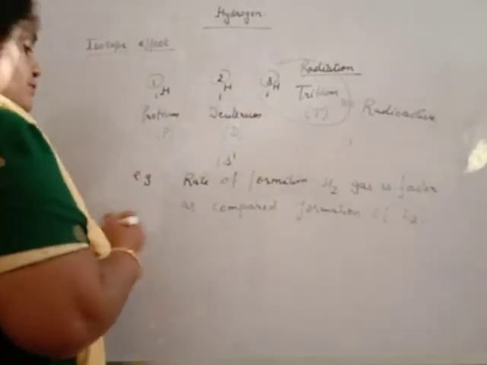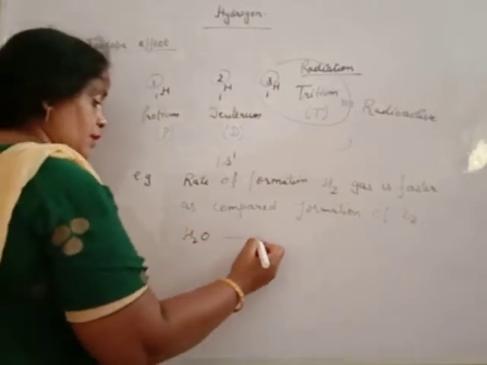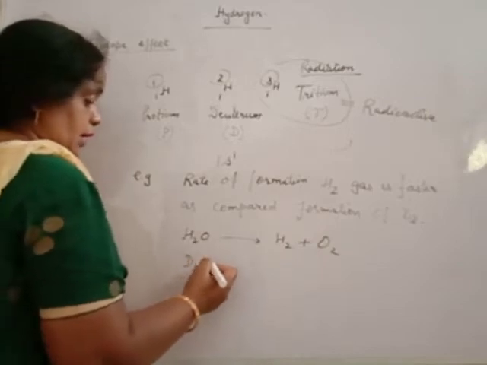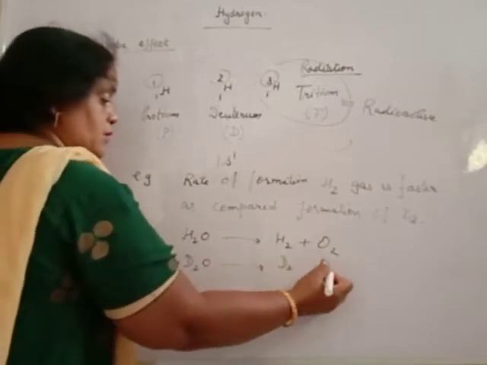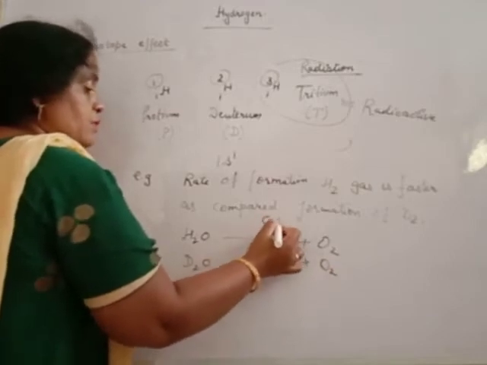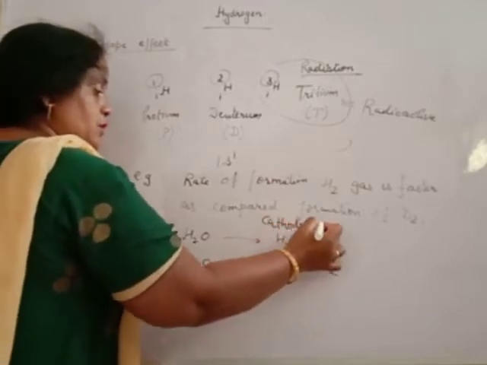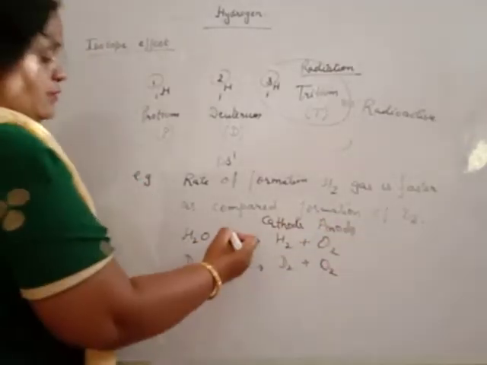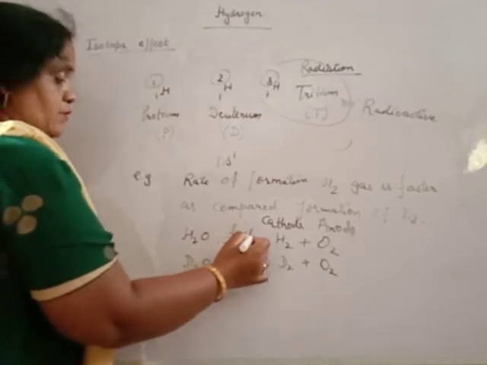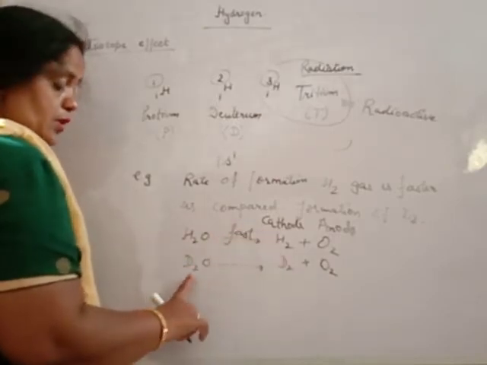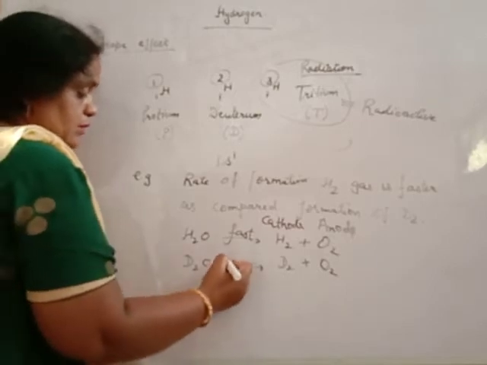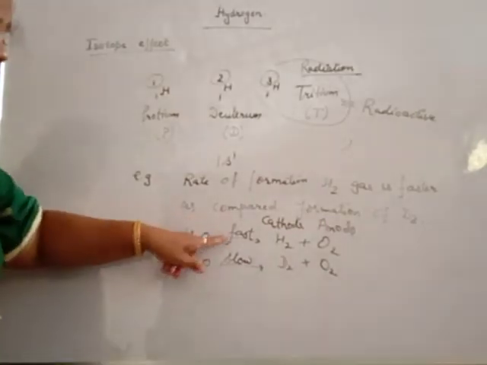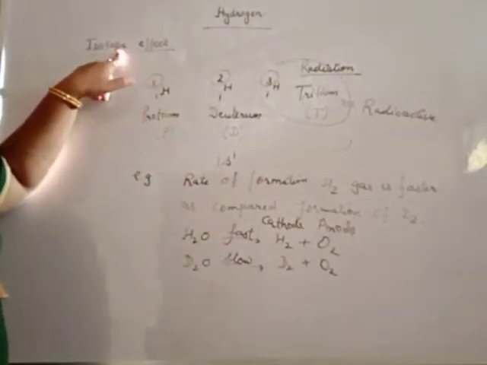Electrolysis of simple water gives hydrogen gas and oxygen. Deuterated water also gives deuterium and oxygen. Deuterium or hydrogen from the cathode, oxygen from the anode. But the speed of the reaction: electrolysis of water is a fast reaction, but electrolysis of deuterated water is a slow reaction. That means this speed is changed due to isotope effect.